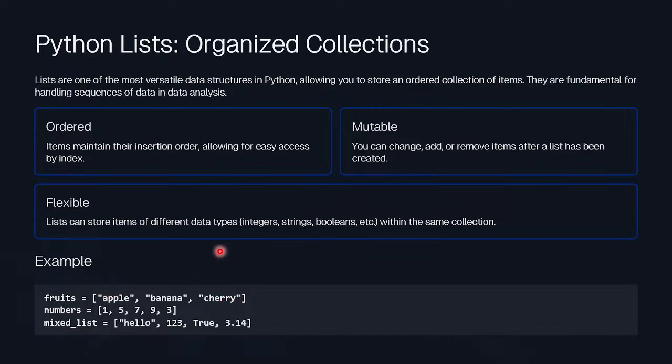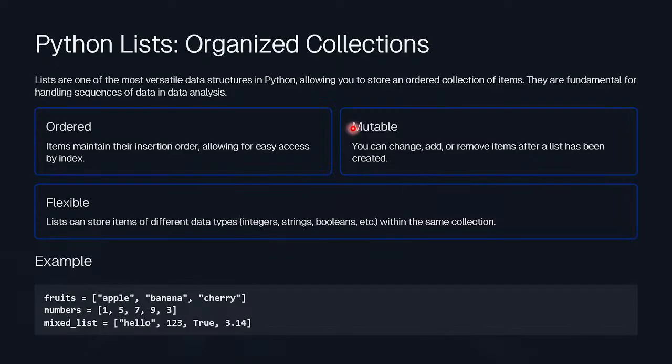Now, lists are ordered, as in if I'm specifying apple, banana, and cherry in this order, it will remain in this order. Apple is at first position, banana at second, cherry at third position. And lists are mutable. Now, a data type can be either mutable or immutable.